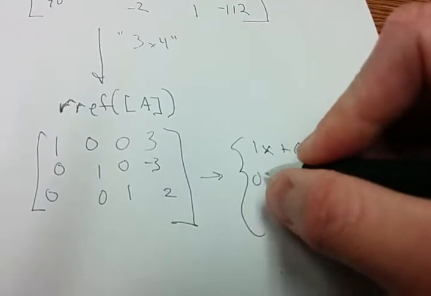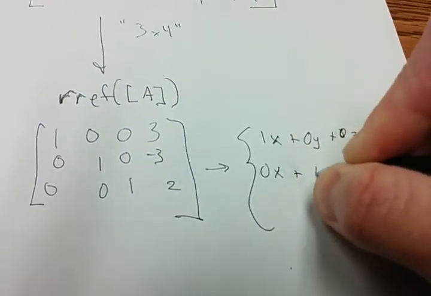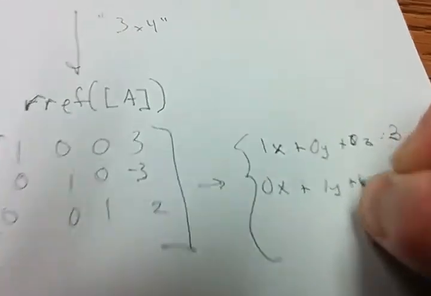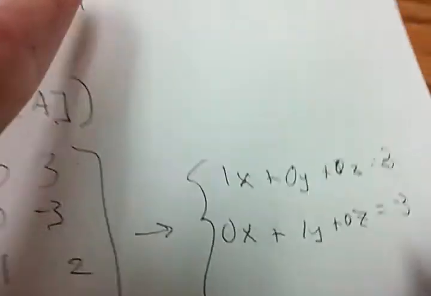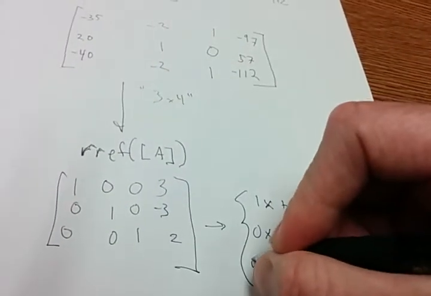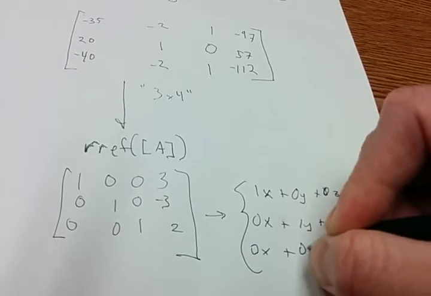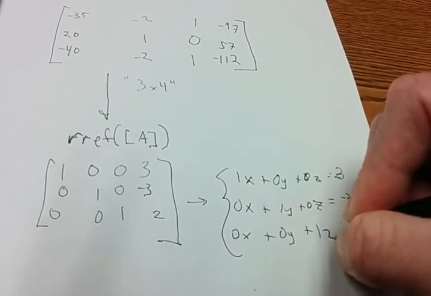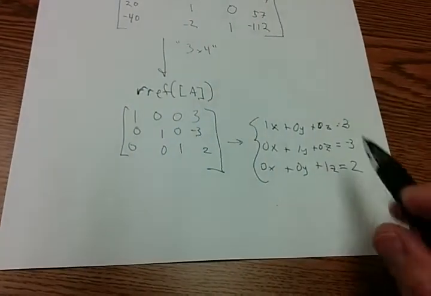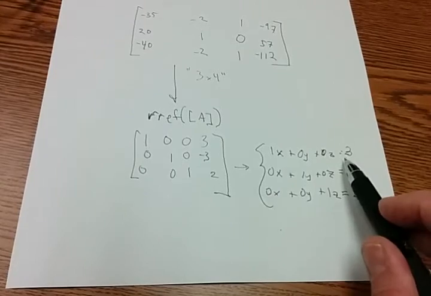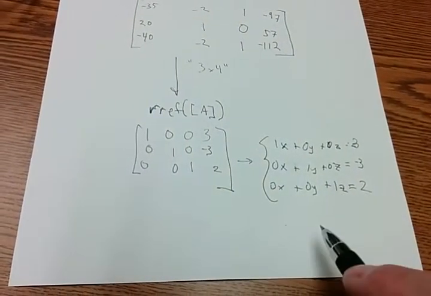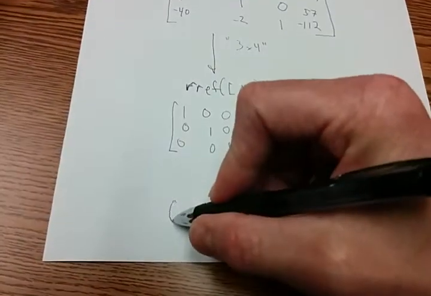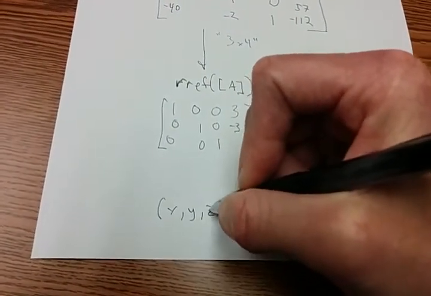The next equation is 0x plus 1y plus 0z equals negative 3. Trying to hold my paper here while I write. Okay. And my last equation is 0x plus 0y plus 1z equals 2. Okay, sorry about that. So really the first equation is telling me x equals 3, y equals negative 3, and z equals 2 for the last equation. So that is the solution, x, y, z, that ordered triple.